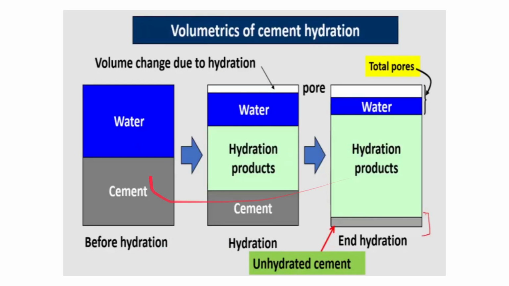Excess water. So if we see here the volumetrics of cement hydration, before hydration, in the binder we can see water and cement is the main constituent. After the hydration starts, there is some amount of pores. This is generally the water. The white color represents the water which is evaporated. And the water is present because the hydration is going on along with the hydration products formation and cement. After the complete hydration happens, very little unreacted cement is left, and maximum hydration products is formed.